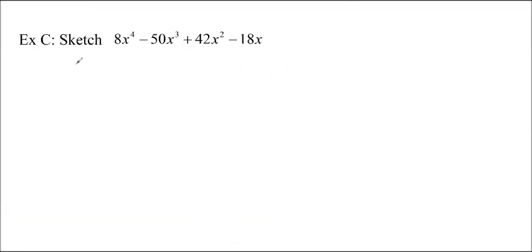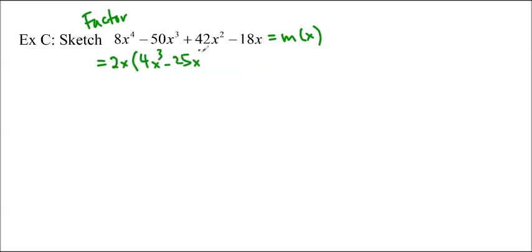Example C asks us to sketch, and of course that means that we want to factor. We're going to try to factor this thing. So for step 1 is m of x, label it, and then common factor is step 2, which of course we can. And again, if you want to pause the video, go ahead and do that, and you can try factoring it and sketching it on your own. See if you can figure out what the steps are.